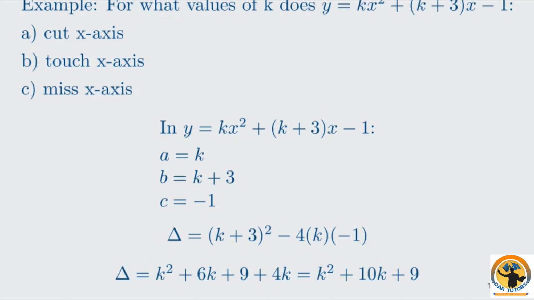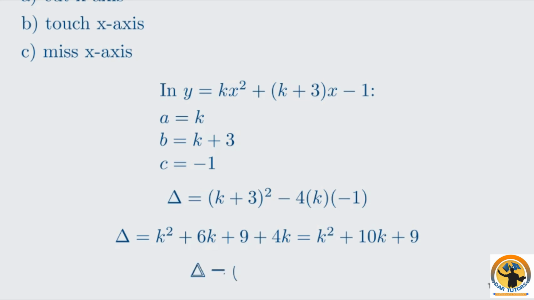To find where this discriminant is positive, 0, or negative, we can factor it. We need two numbers that multiply to 9 and add to 10. These are 1 and 9, so delta factors into (k plus 1) times (k plus 9). Now we can address each case.